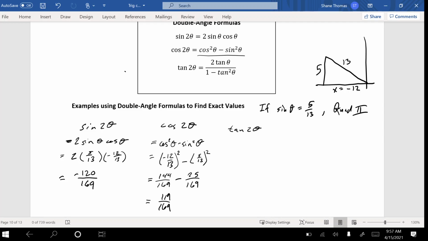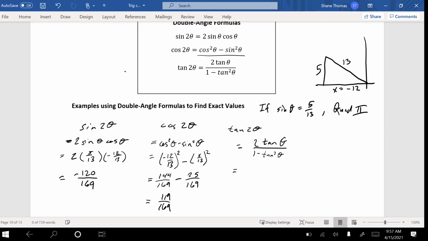All right, let's knock out tangent. We'll have one of each, and then I'm going to give you guys one to try with the same scenario. A new setup, but the same thing. You're going to find the same three. So the tangent of 2 theta is going to be 2 times the tangent of theta over 1 minus tangent squared of theta.